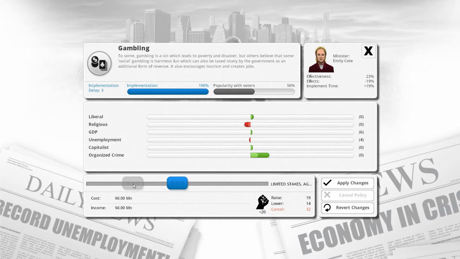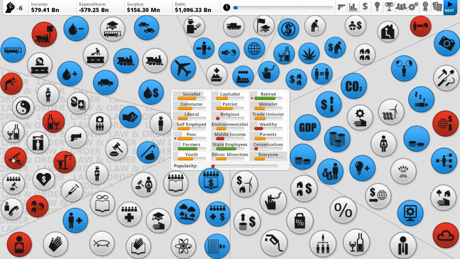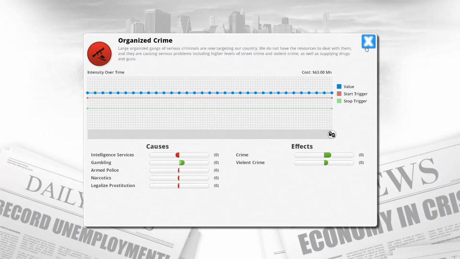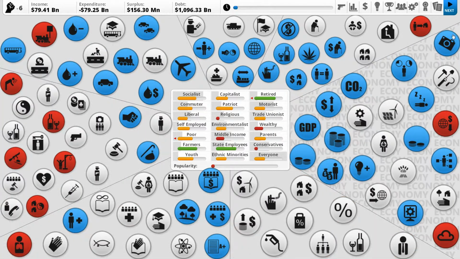The religious people will be happy at least. So this is limited stakes with an age limit. And we're going to apply that change, because right now I'm just trying to get rid of this organized crime syndicate, because that will lower both crime and violent crime if we manage to pull that off. Let's go to the next turn.